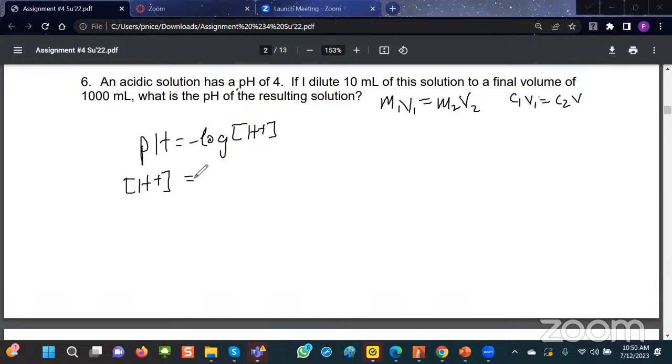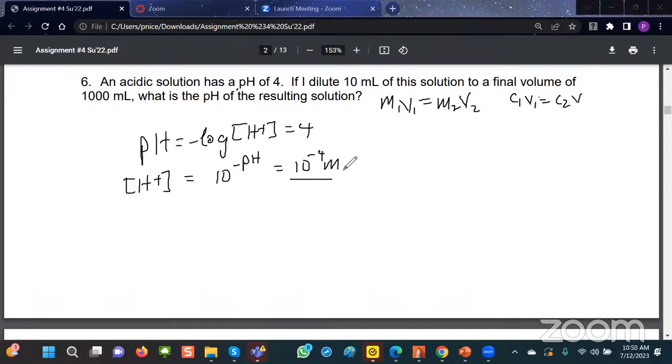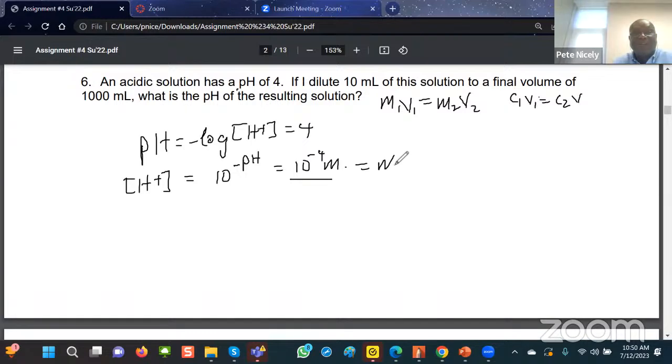10 to the 4th, actually 10 to the negative 4. Well, based on this equation here, 10 to the minus pH. And since you said the pH is equal to 4, that means the concentration of H plus would be 10 to the minus 4 M, all right? Okay, so if that is true, what next? That's the initial molarity. Okay, very good. So that will be M1, right?